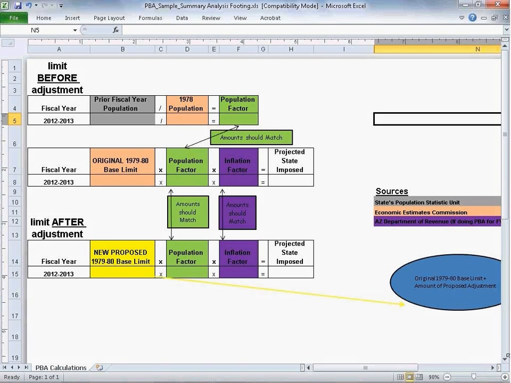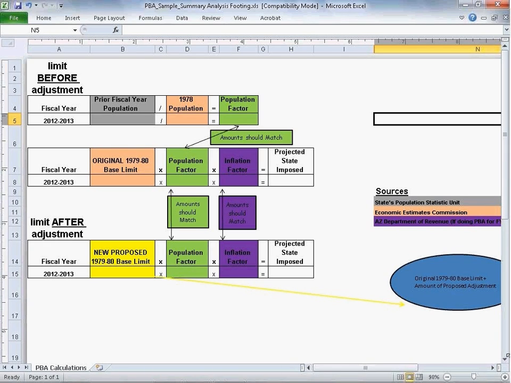Now we will move to the third table on the worksheet, which is used to calculate the state-imposed expenditure limitation after the permanent base adjustment. The calculation begins with the new proposed 1979-80 base limit. This figure is comprised of the original 79-80 base limit used in the calculation in the table above, as well as the amount of the proposed adjustment the entity is seeking. Next, we verify that the entity used the correct population factor and inflation factor for the prior year as was used in the previous tables.